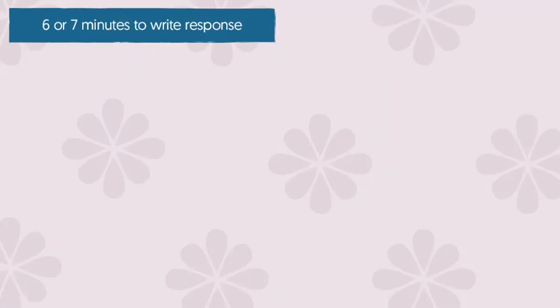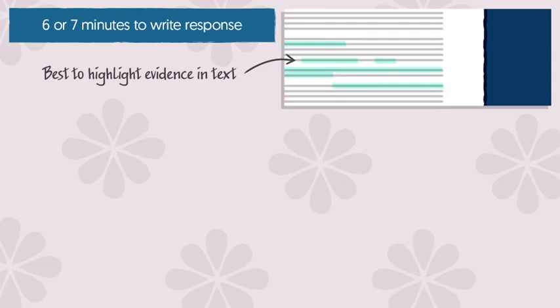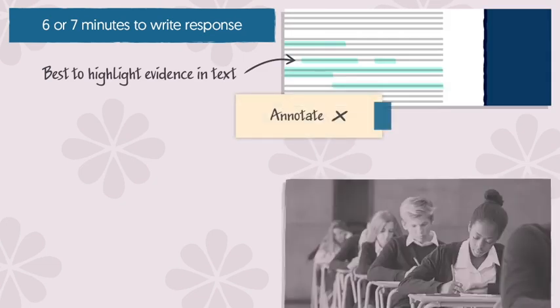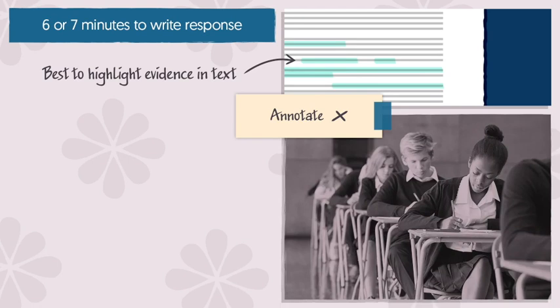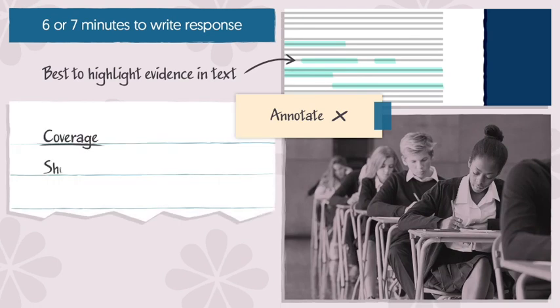Because you only have 6 or 7 minutes to write a response to this 5-mark question, it's best to only highlight the evidence in the text and not annotate. You can save your ideas for when you write them down in your response. This is because it's about coverage to show your full understanding, not going into depth on a few points.